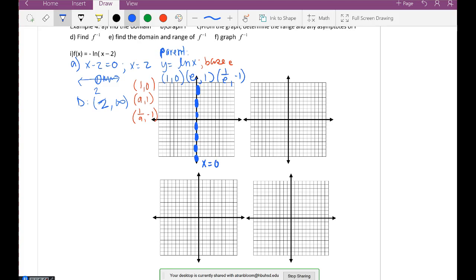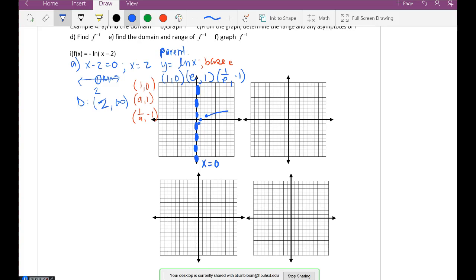Okay. And then just plot your dots. So first it says 1, comma 0. Then e, approximate a value for e for me? 2.71. Perfect. 2.71, 2.718, 2.7. I'll take any one of those. I'm going to go in between 2 and 3, and then I'll go up 1. And then 1 over e, think of that as about a third of its distance, okay? And then go down to negative 1.